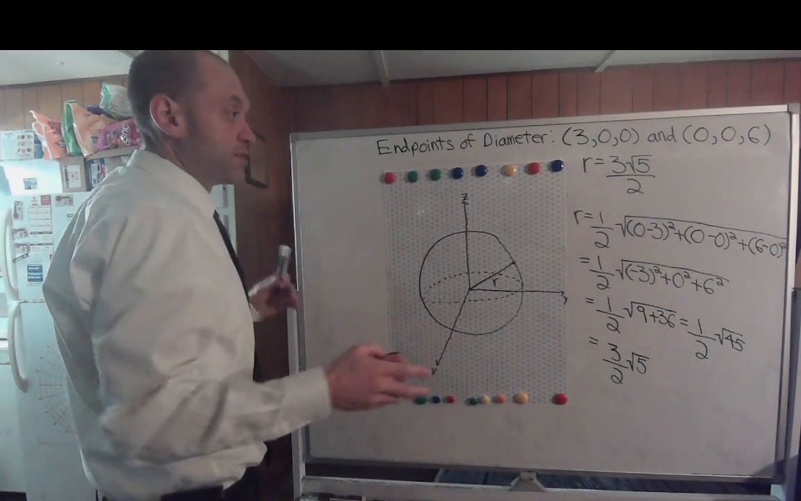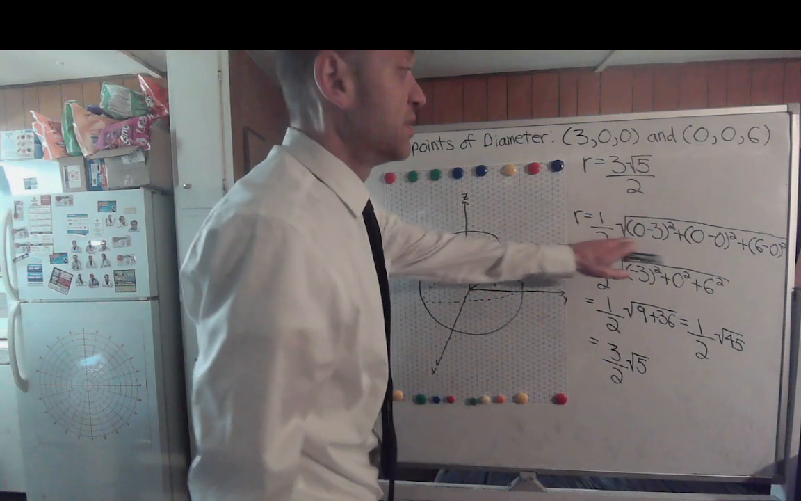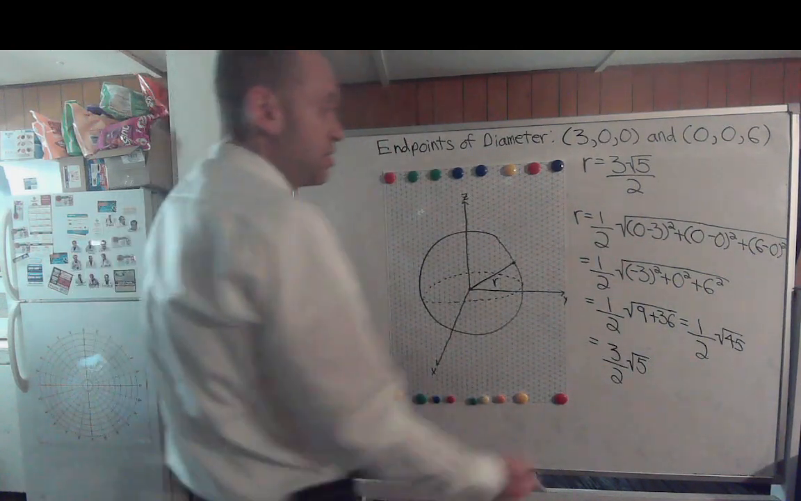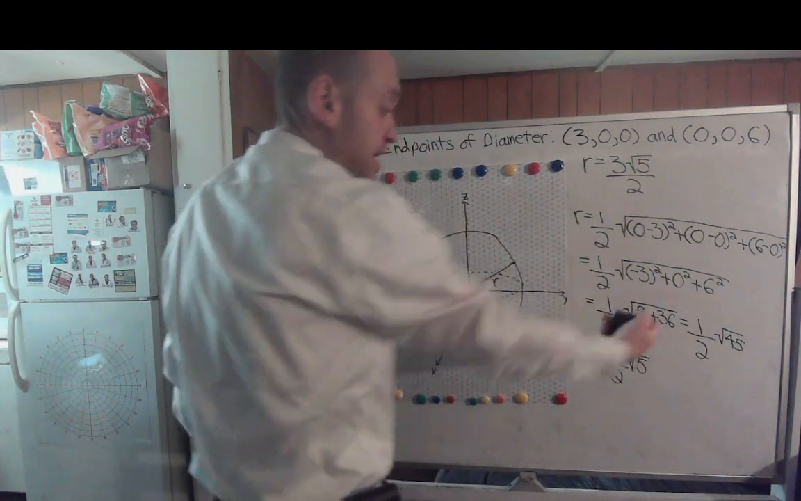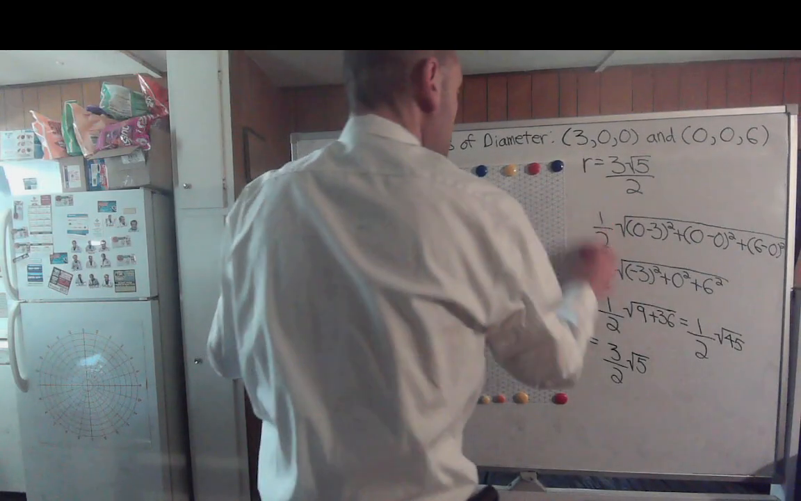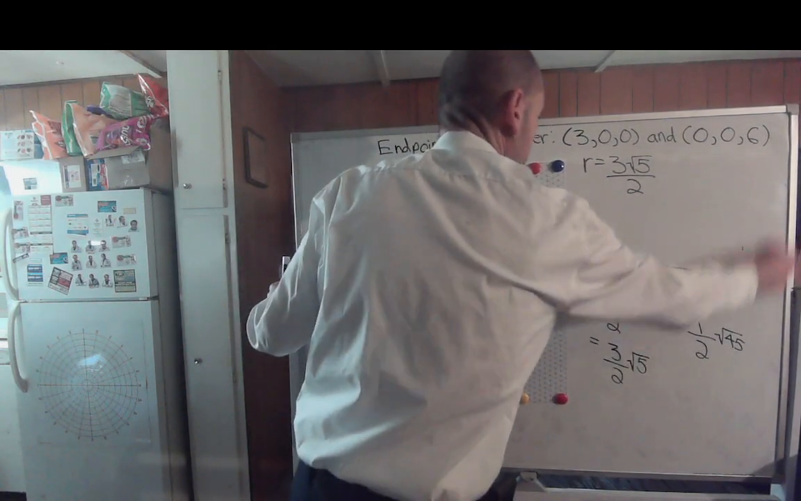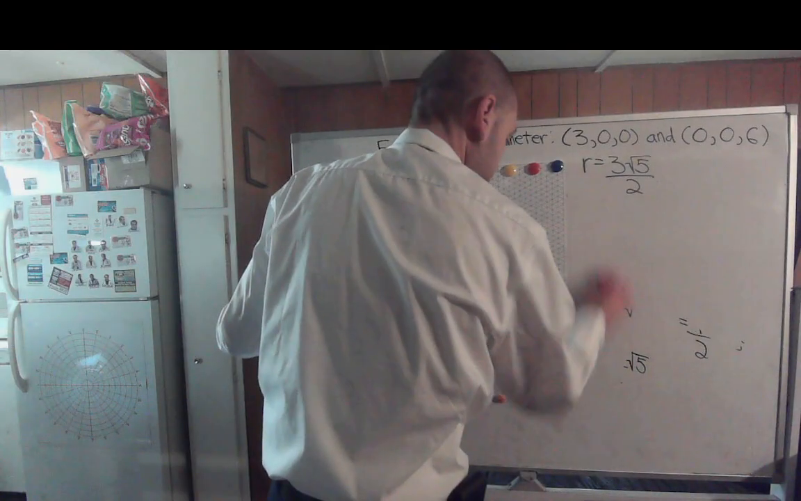So now we found the radius by taking half the length of the diameter. We literally took half the distance between the 2 diameter points and we got the length of the radius. Alright. Now we found the radius.